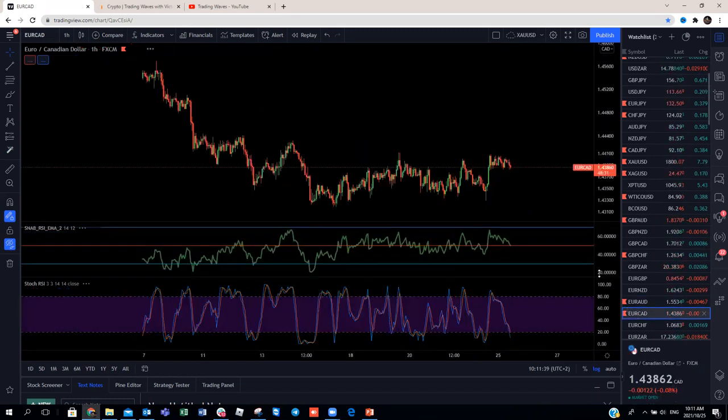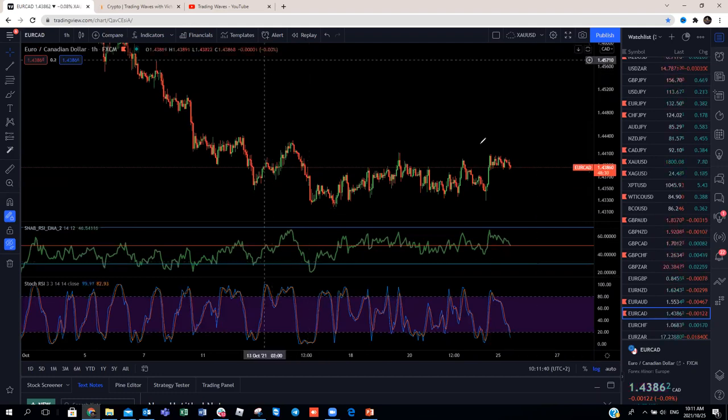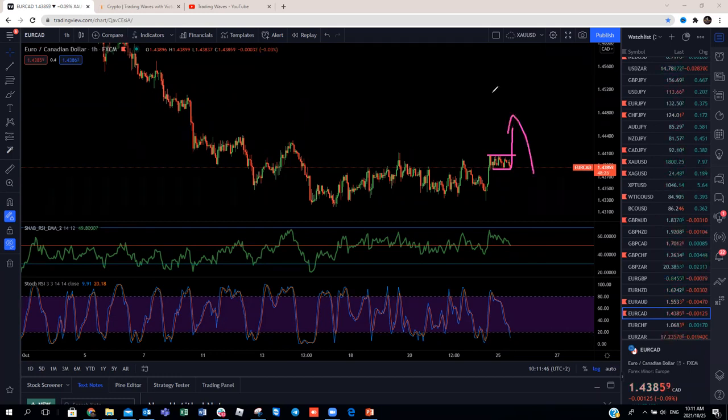Euro CAD. We may see just one push to the upside after this. Then downside. Euro Chief.